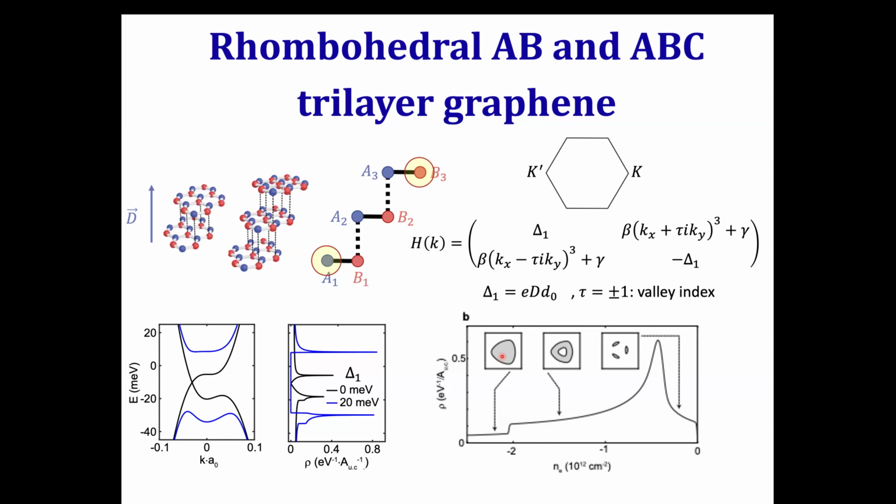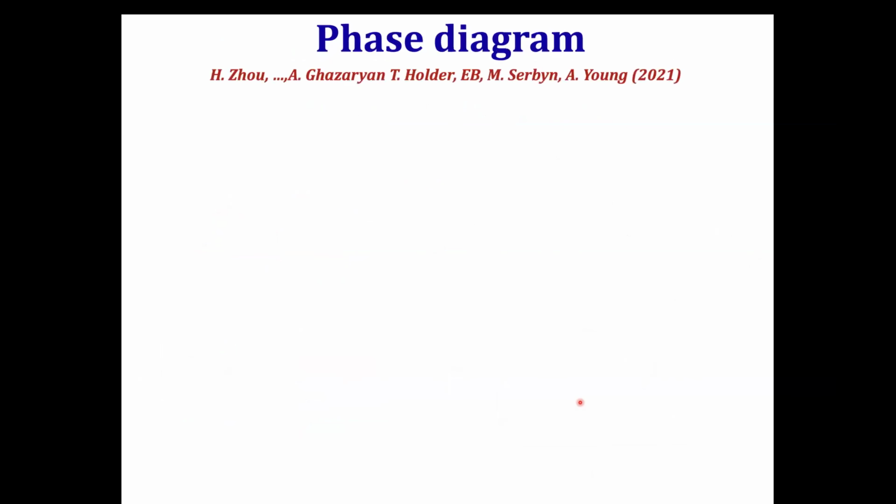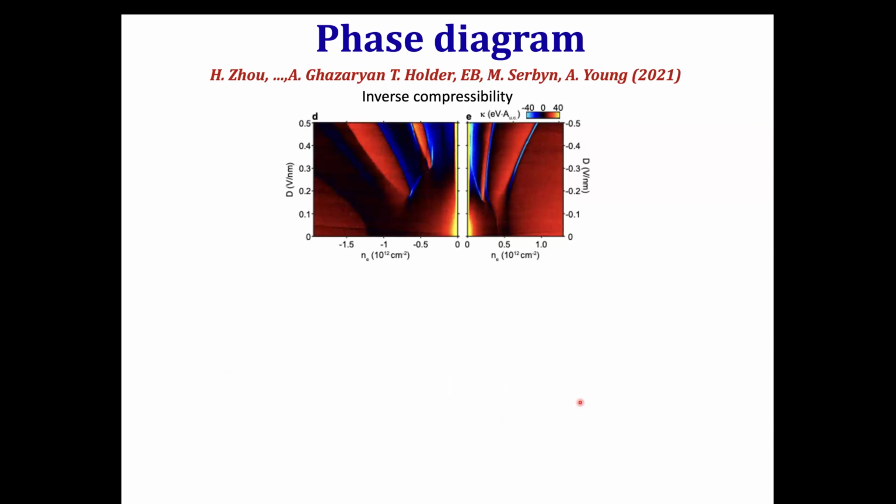And of course, the question is, what happens if we tune the density somewhere in this region? Okay, so we have a high density of states, high effective mass. We expect some correlation effects to become dominant. And this is indeed what happens. This experiment was done by Andrea Young's group, UCSB. So this is ABC trilayer graphene, and this is an experimental phase diagram. Let me walk you through that.